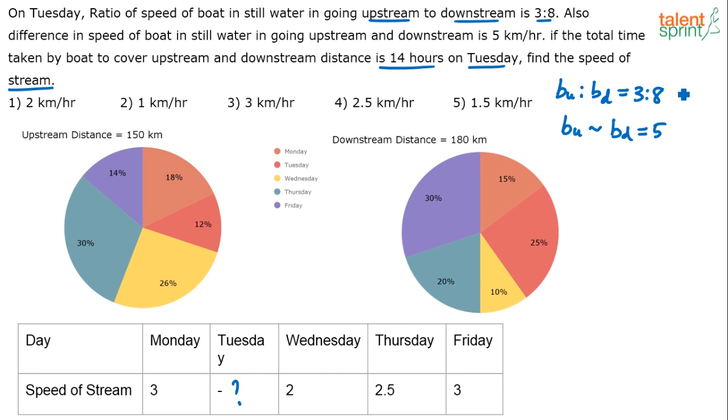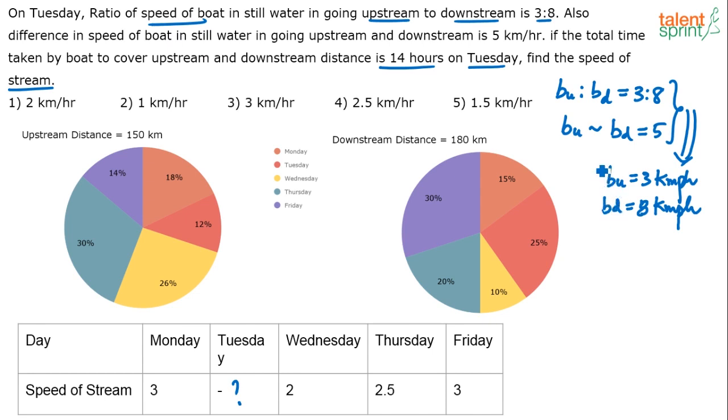So I can now, from these two statements, conclude that the boat's upstream speed is 3 kilometers per hour and the boat's downstream speed is 8 kilometers per hour. As simple as that. Because 3 and 8 give you a ratio of 3:8, and the difference, 8 minus 3, is 5. It satisfies both the conditions. So from the first two statements, we have been able to find out the speed of the boat when it is going upstream and the speed of the boat when it goes downstream.